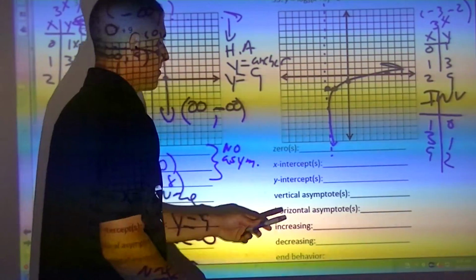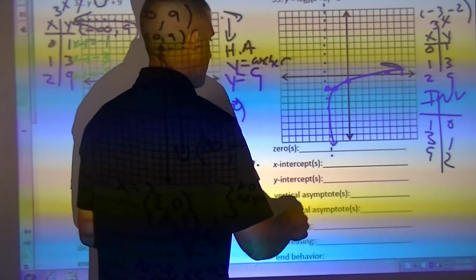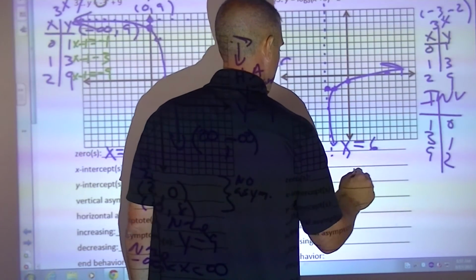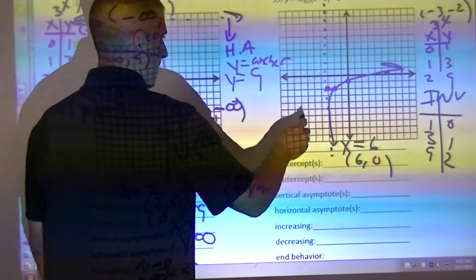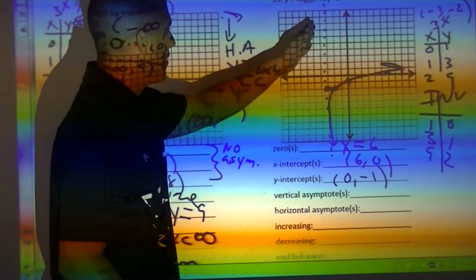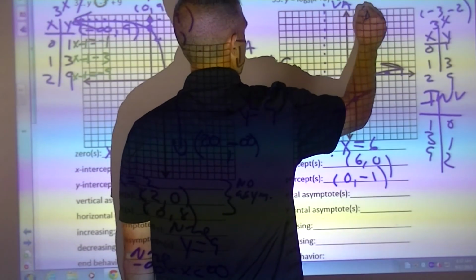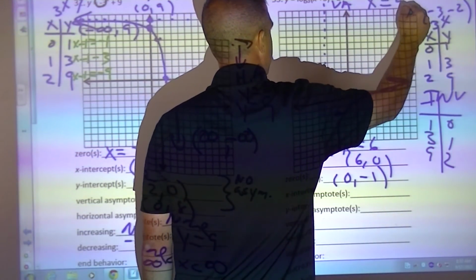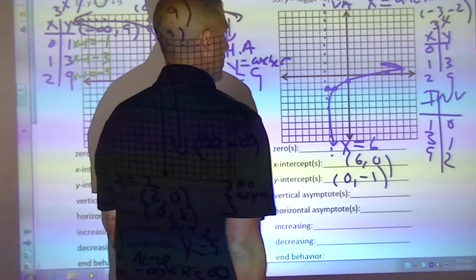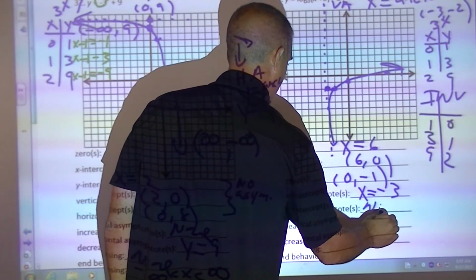So here's what I got. My zero is x equals 6, which is 6 comma 0. My y-intercept is 0, negative 1. I've got a vertical asymptote. When you have a vertical asymptote, it's going to be x equals the anchor point. My anchor point here was negative 3, so this is going to be x equals negative 3. The horizontal asymptote is none.